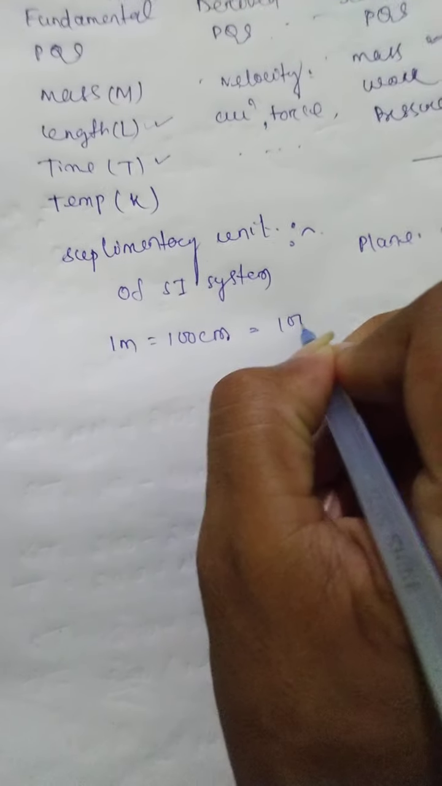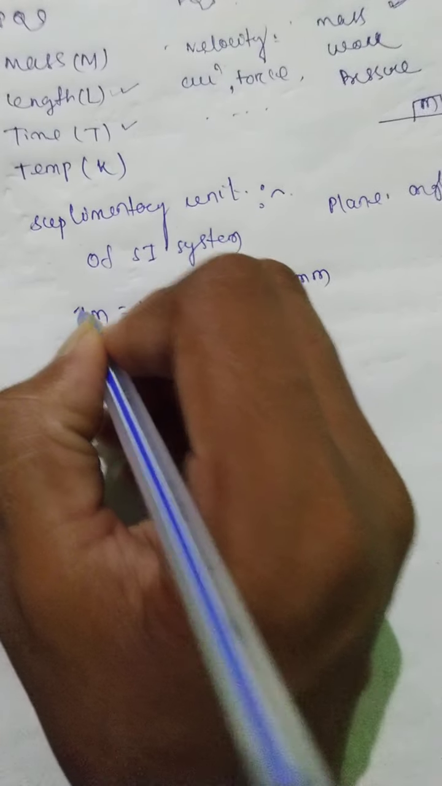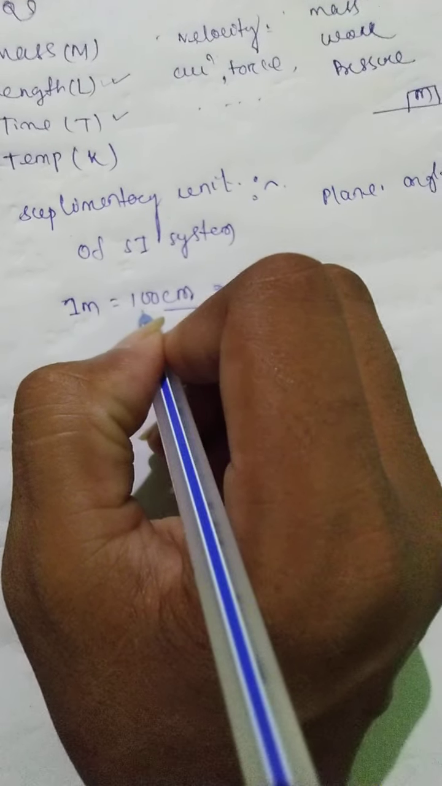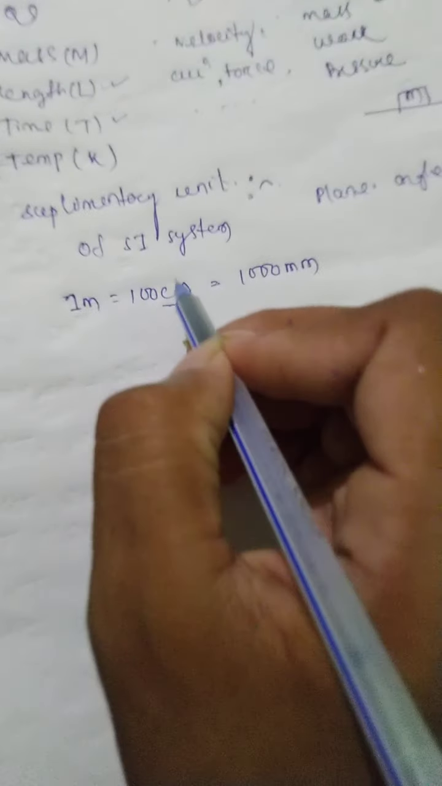1 meter equals 100 cm, which equals 1000 mm. If we want to convert 1 meter to cm, we should multiply by 100. If there are 20 cm and the question asks for meters, then we should change that cm to meter.